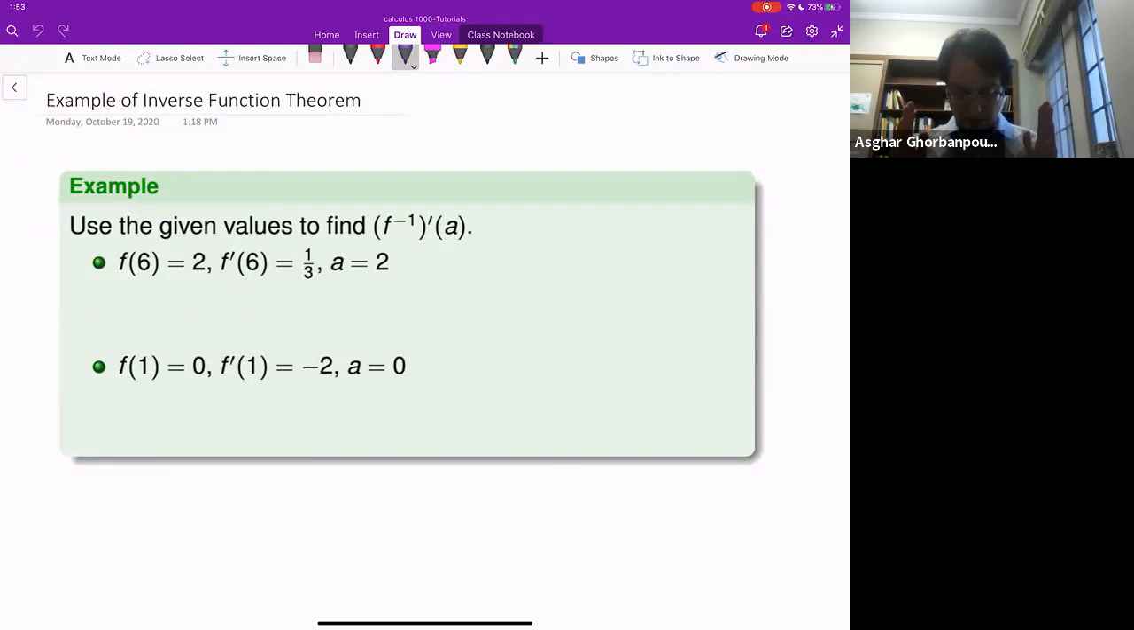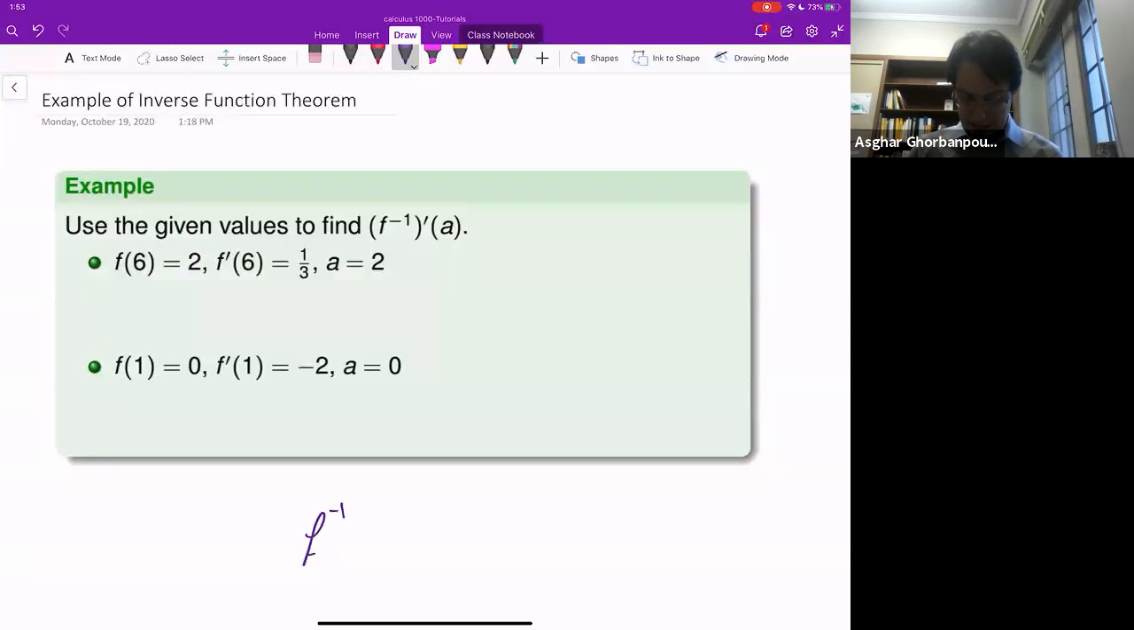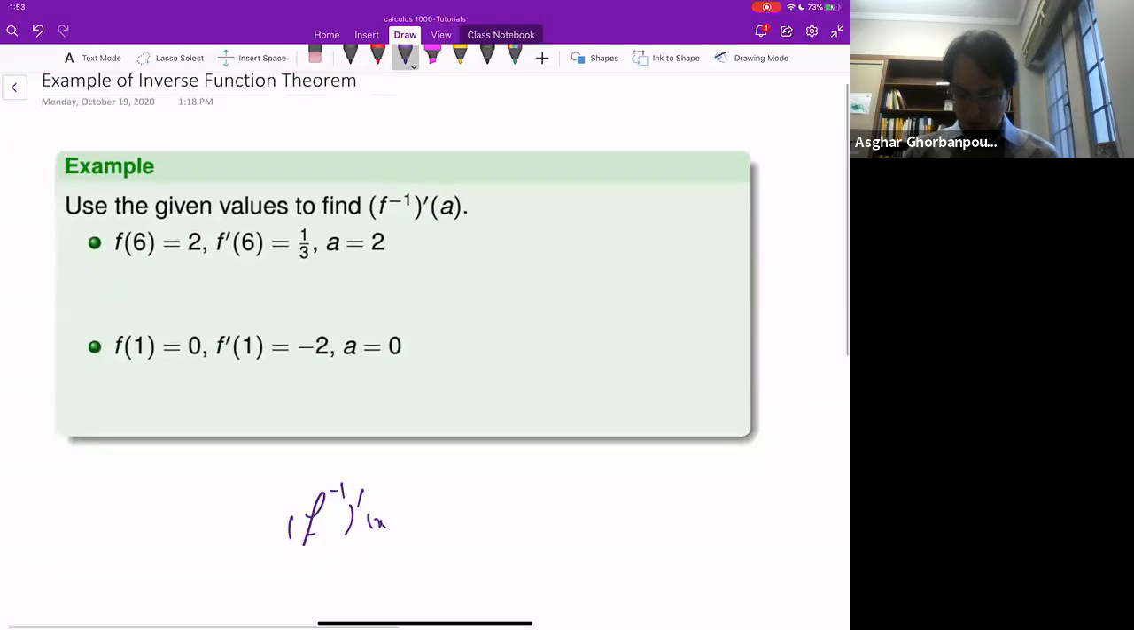Key fact is that formula. Derivative of f inverse at a point is equal to 1/f prime, evaluated where? Evaluated at f inverse of x. That's the formula you have to always use. Well, let's do some examples that are given here. So there is some information.